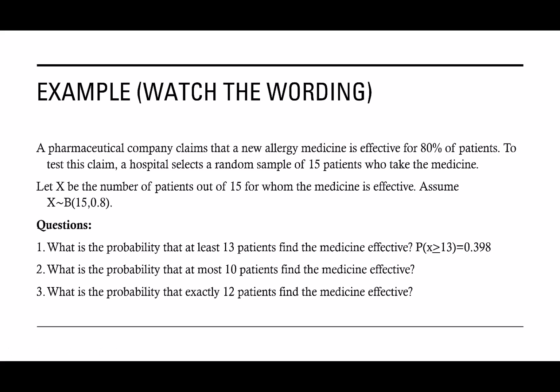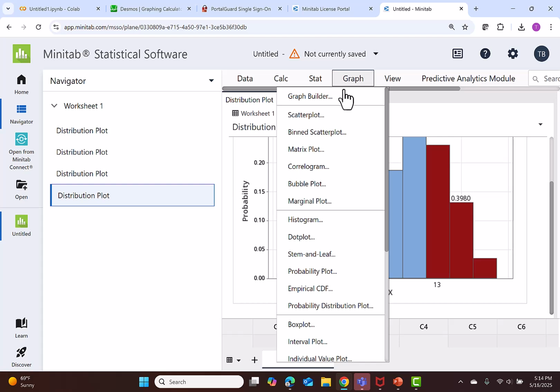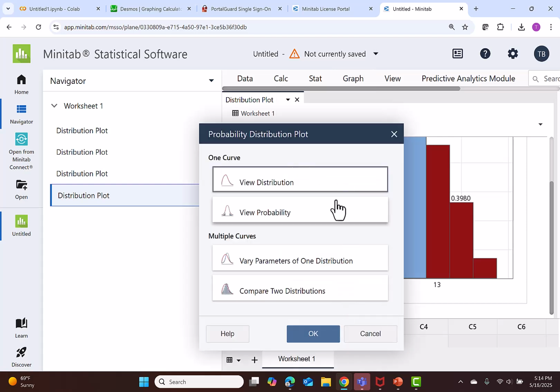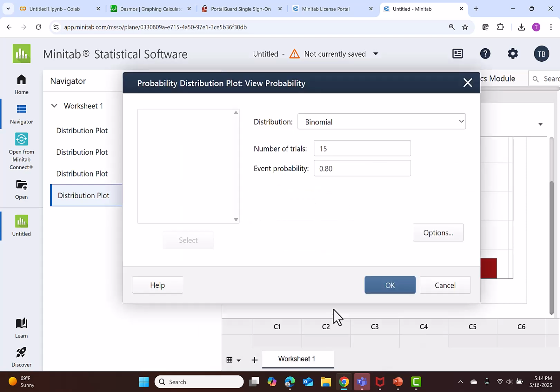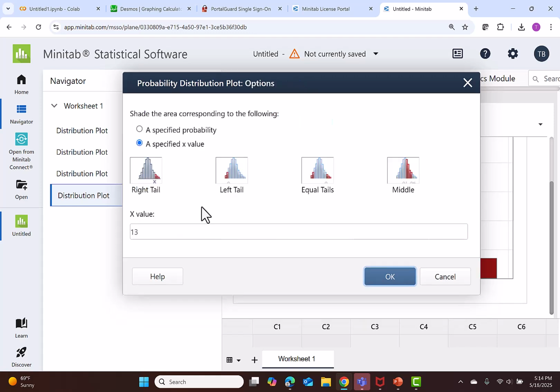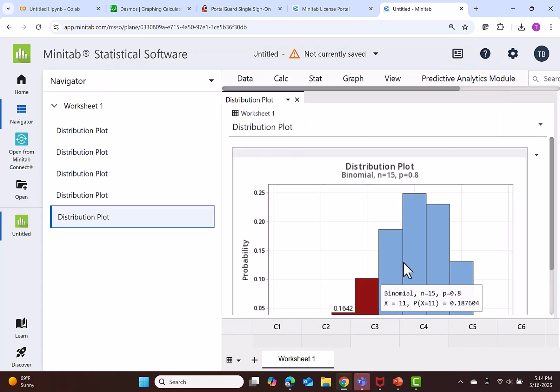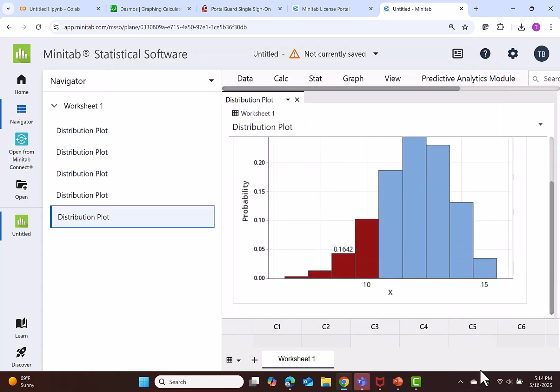Next, we'll find the probability that at most 10 patients find the medicine effective. At most says we stop at 10. This is the probability that x is less than or equal to 10. So when we go back to our plot, we'll change the option to go to the left, and we'll change our x value to 10. This gives us a total of 0.1642.